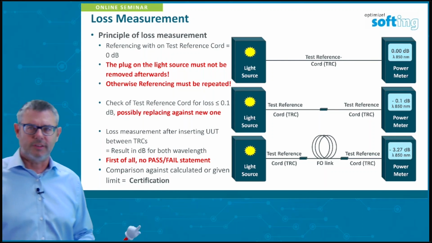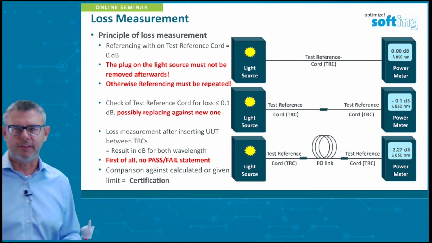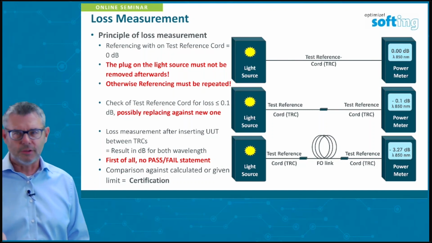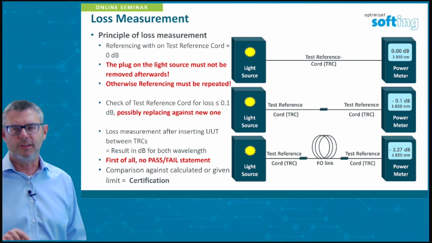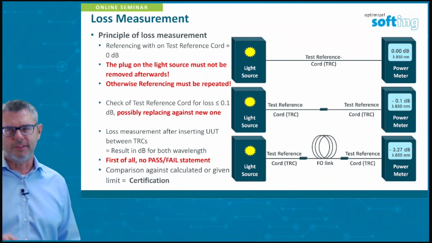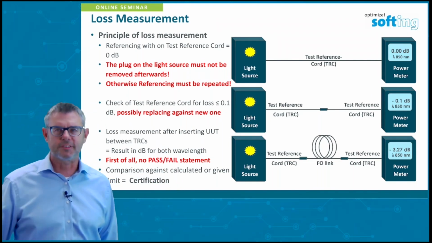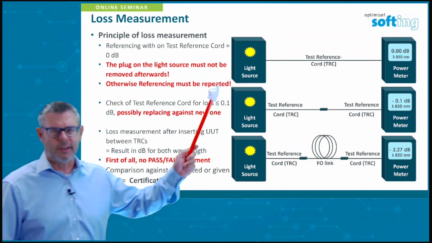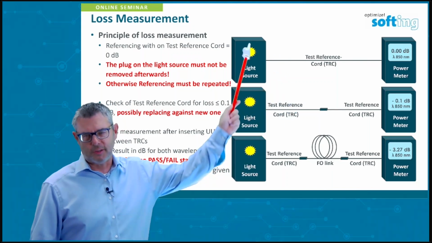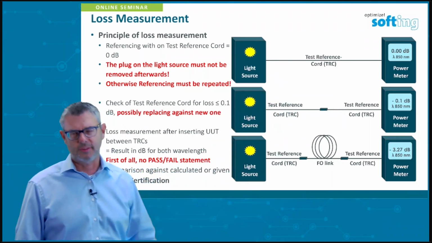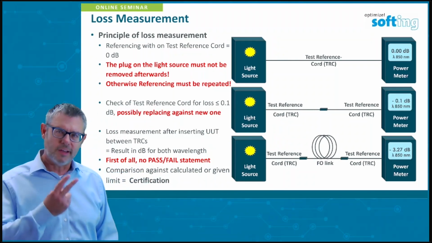That's so far not a pass-fail statement immediately. Then you combine this against the calculated or a given limit value, and if the limit value is higher, you will get a pass. If the limit value is lower and your value is worse than the limit, you get a fail. This way to zero out the test reference codes, this is the single jumper reference method, the method of choice. There are 2 other methods.